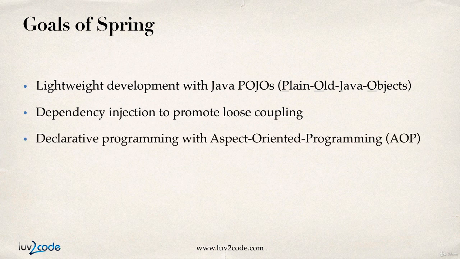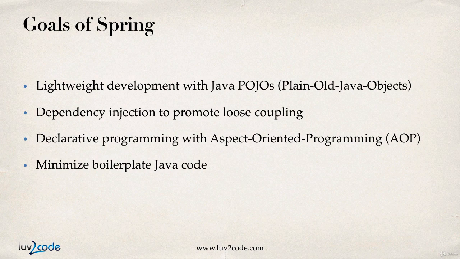Then the next idea is declarative programming with aspect-oriented programming, or AOP. So basically it allows you to add some application-wide services to your given objects. And then finally, the main thing here is to minimize boilerplate Java code. So in the early days of J2EE, there was a lot of code that you had to write. And so the folks at Spring created a collection of helper classes to make it easier, and again, to minimize all of the boilerplate code. And we'll see some examples of that a little later in the course.